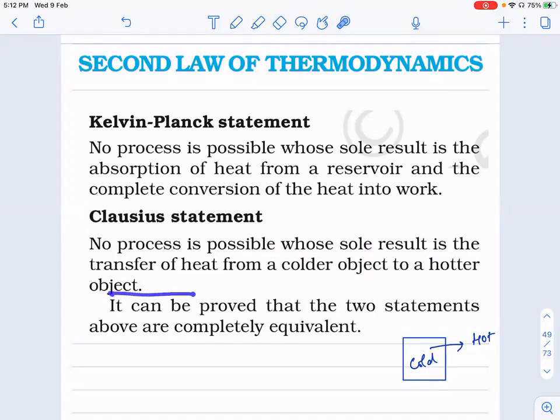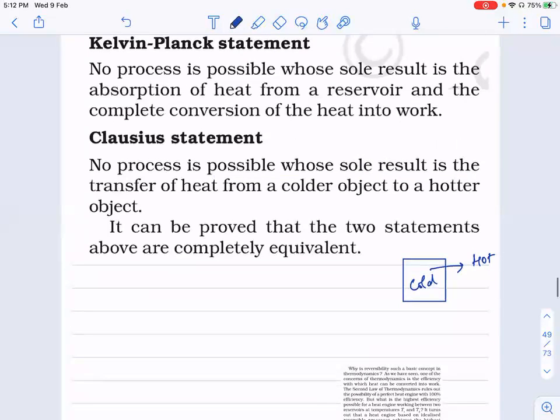ठीक है, yes. तो इसमें we should have the compressor. Compressor does this job on its own, है ना. No process is possible whose sole result is the transfer of heat from cold to hotter objects. ठीक है, तो क्या करना पड़ता है, कुछ वर्क करना पड़ता है, कौन करता है, compressor.